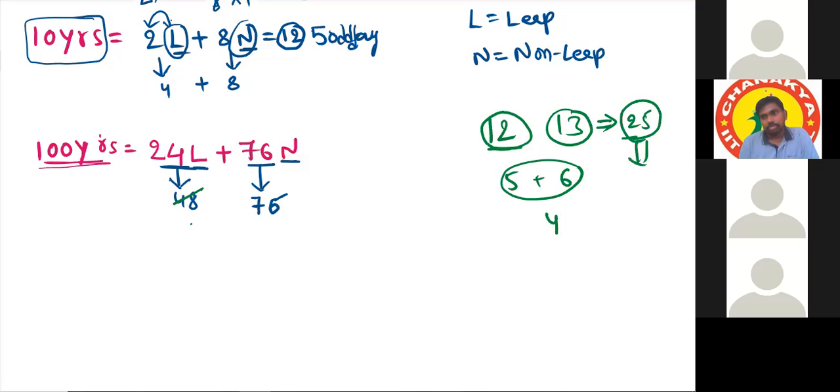So here we can take individually or we can take combinedly also. In every question we can do it directly. Okay, 48 when divided by 7, what is the remainder? 6. 76 when divided by 7, the remainder is? 6. 6 plus 6 is? 12. 12 when divided by 7, the remainder is? 5.